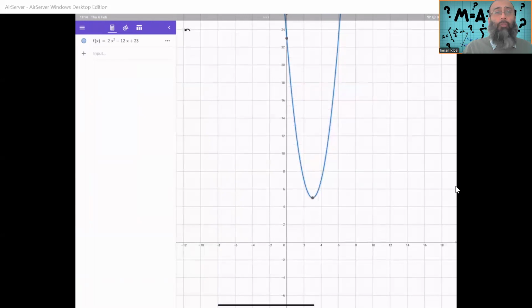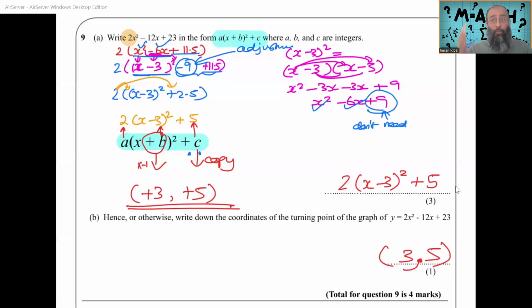Okay, so here's our graph. Okay, so y equals 2x squared minus 12x plus 23. The graphing software has done it for us. And if I just touch the bottom, the turning point, voila. So the turning point is 3, 5. What is our turning point? 3, 5.